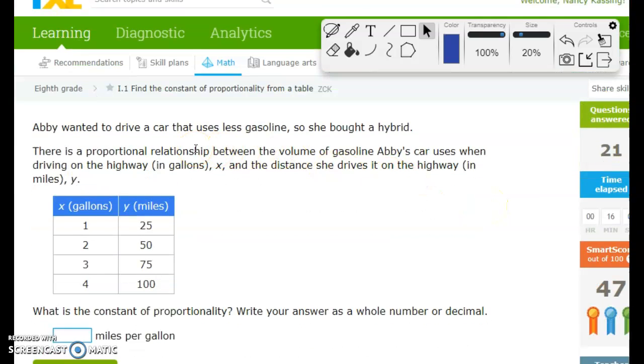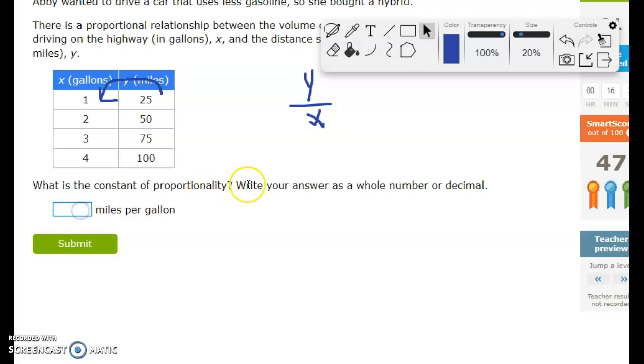This one said, Abby wanted to drive a car that uses less gasoline, so she bought a hybrid. There is a proportional relationship between the value of gasoline Abby's car uses when driving on the highway, X, and the distance she drives on the highway in miles, Y. Once again, the constant of proportionality is Y divided by X. So it would be 25 divided by 1. Of course, 25 divided by 1 is 25.